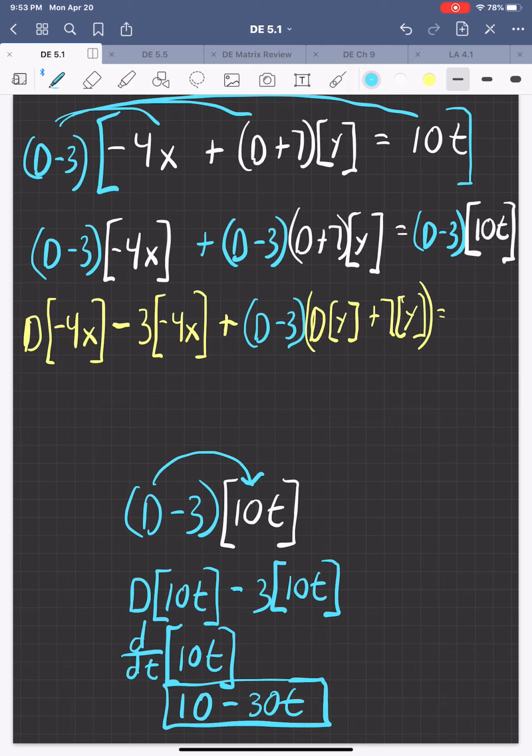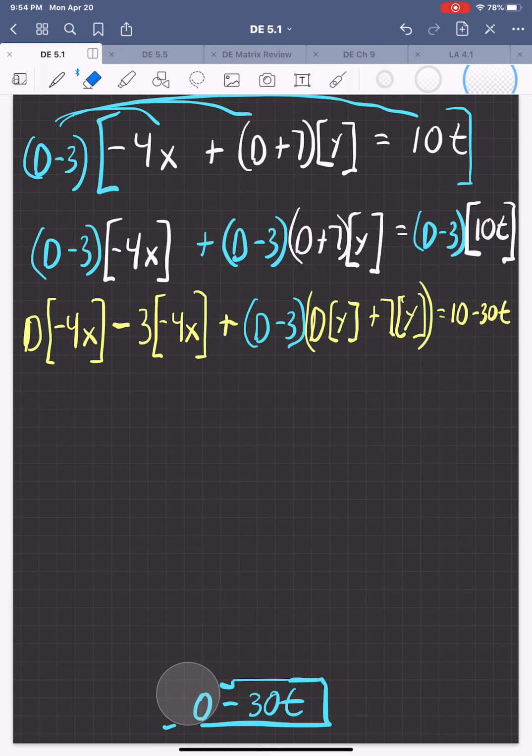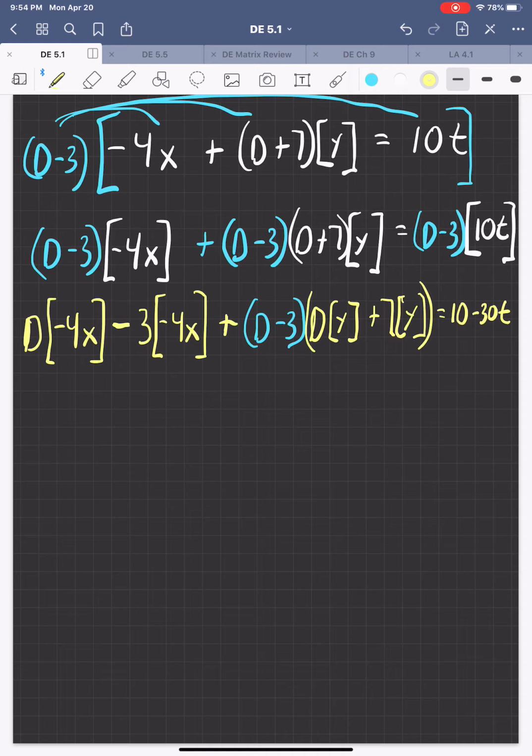So all of this is going to be written up top here. So this is 10 minus 30t. Okay, so I'm going to erase this clutter down here. And we're going to go ahead and keep going. So we have one more round of differential operator notation. But along the way, let's go ahead and rewrite these things, okay? So ready? Let's go ahead and go.